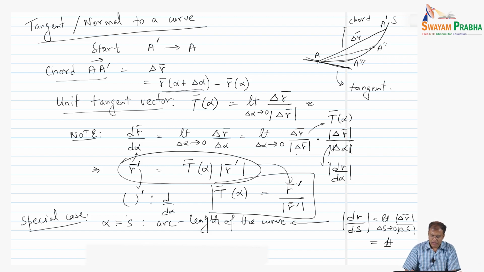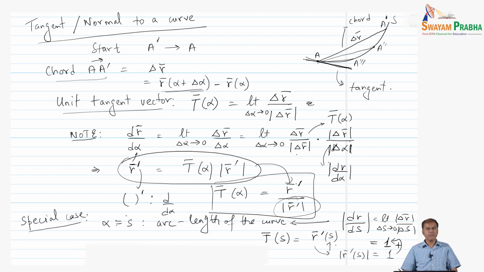So this is going to be 1, and now in this case I can say that my unit tangent vector, when the parameter is S, the arc length, is nothing but R prime of S. So if we have the special case where the scalar parameter is the arc length, then we don't need the magnitude. The magnitude of this quantity is 1. That is what we found, right? So this is another way to find the unit tangent vector. Okay.